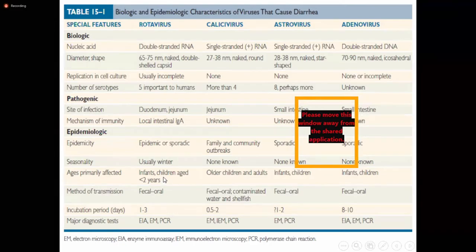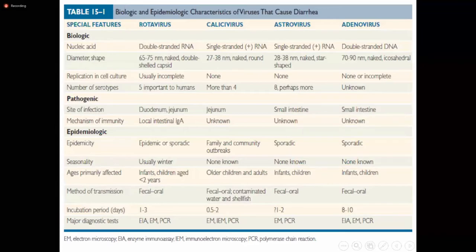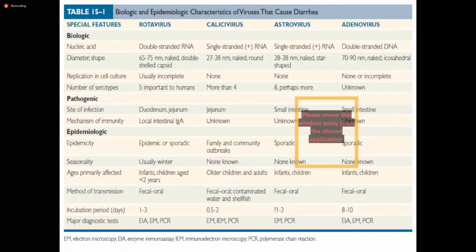Age is also very important. Rotaviruses, the infection below 2 years. And this you can expect in clinical scenarios. If I say to you an infection occurs in a child less than 2 years of age, you will expect rotavirus. Older children and adults, caliciviruses. Infant children, adenoviruses. So you will get a hint. If I say to you adult, you should think of calicivirus.